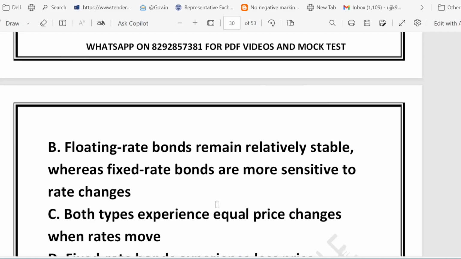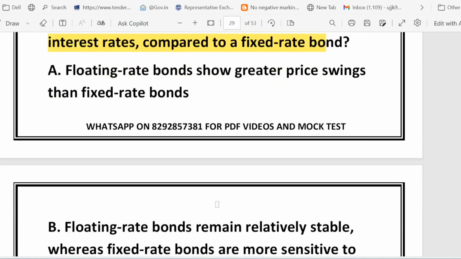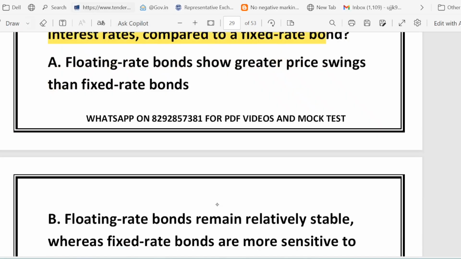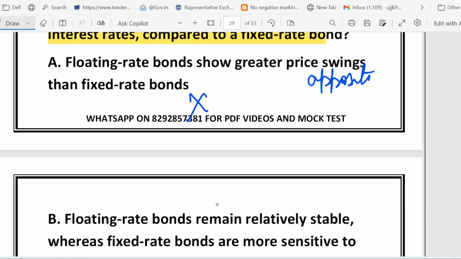If you look at option number A, is it correct? No, it is not correct. Why? Because this is actually the opposite. Floating rate bonds don't swing widely. Their prices are stable. Remember, floating rate bond, their prices are quite stable. Because their coupon, that means the interest payment, keeps adjusting with the market rate. There is no reason for the price to fluctuate a lot.